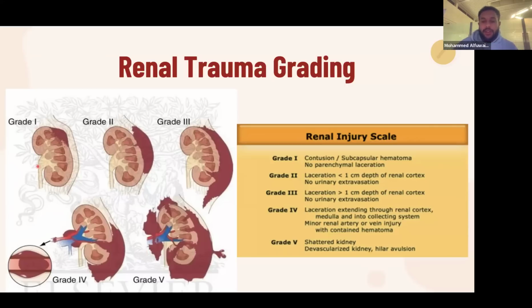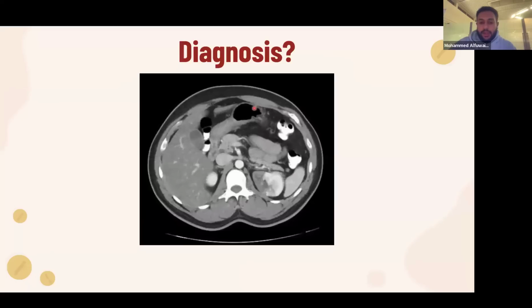Yes, good. Why is this important? Grades 1, 2, 3, conservative management. 4, 5, no, you need to do something about it, and usually you remove the kidney. Okay? That's why it's important. Now, last thing over here, I think this is the last slide of the kidneys, is what's happening over here.